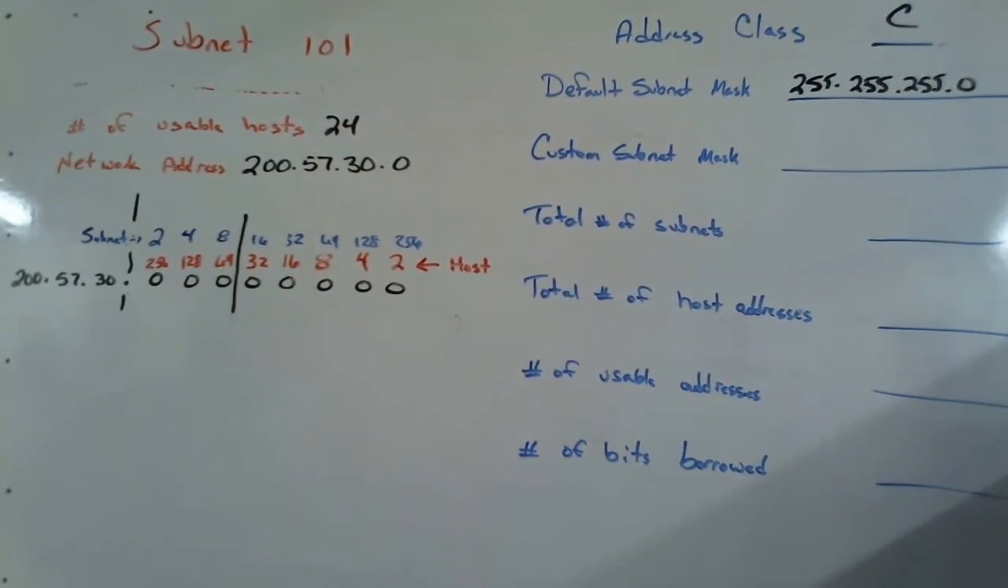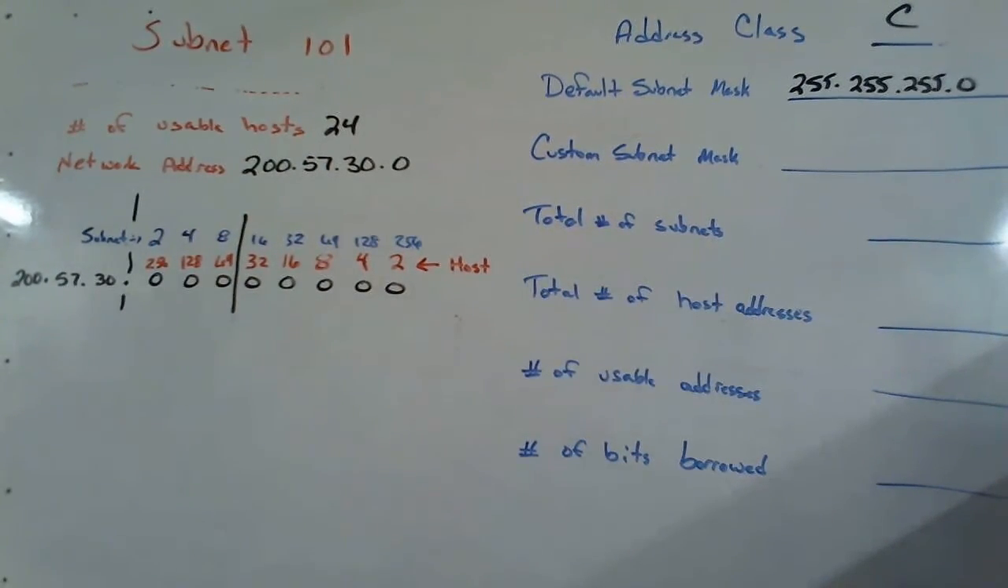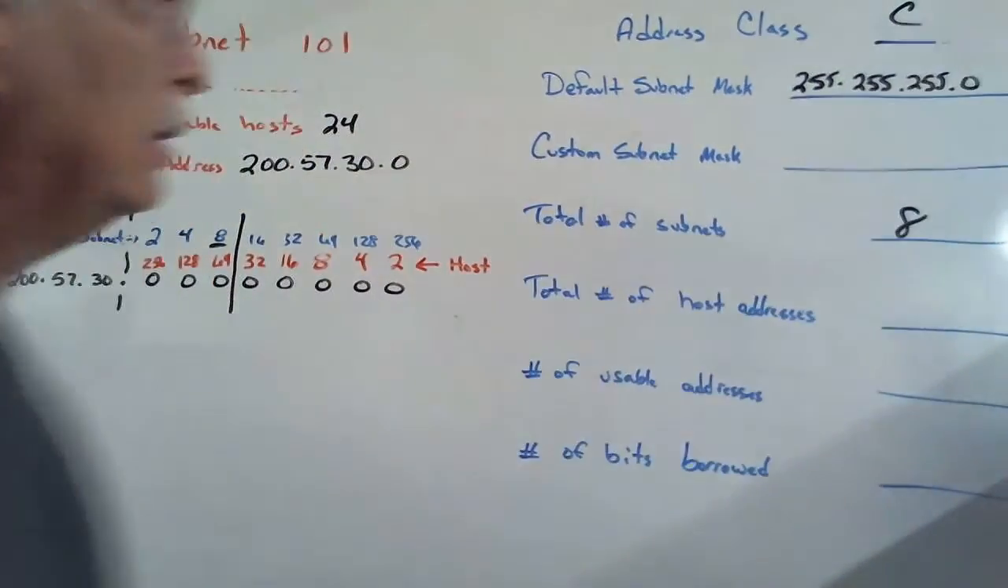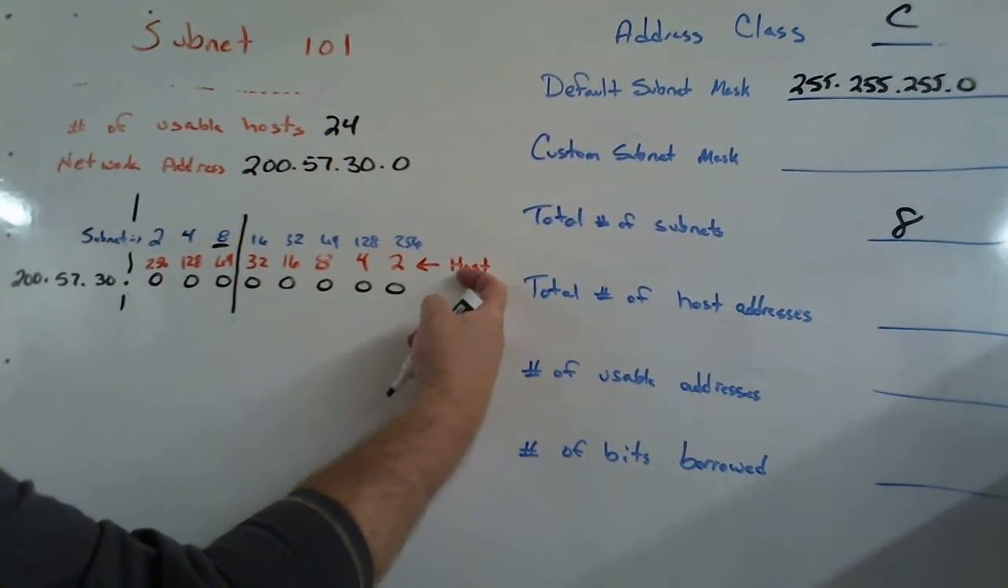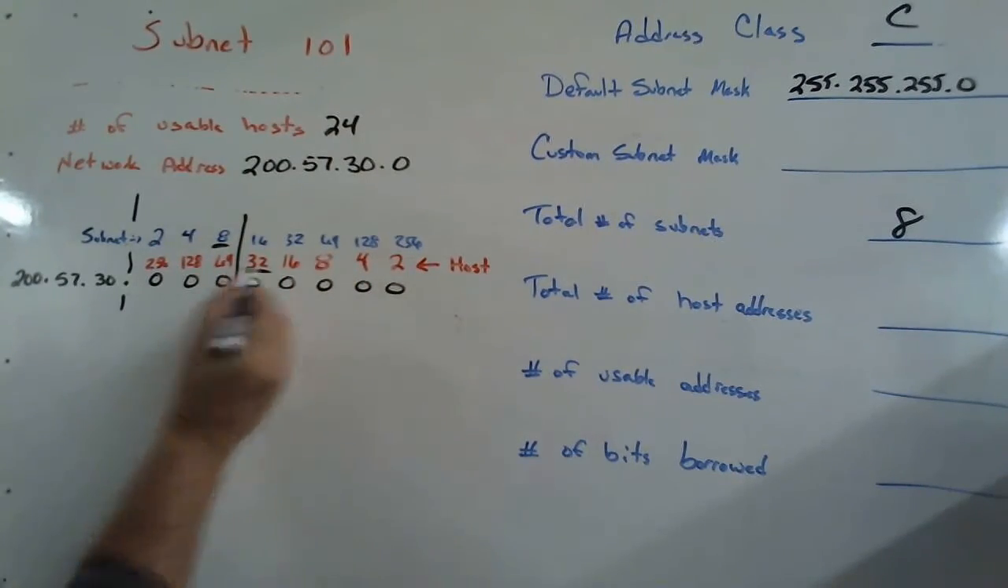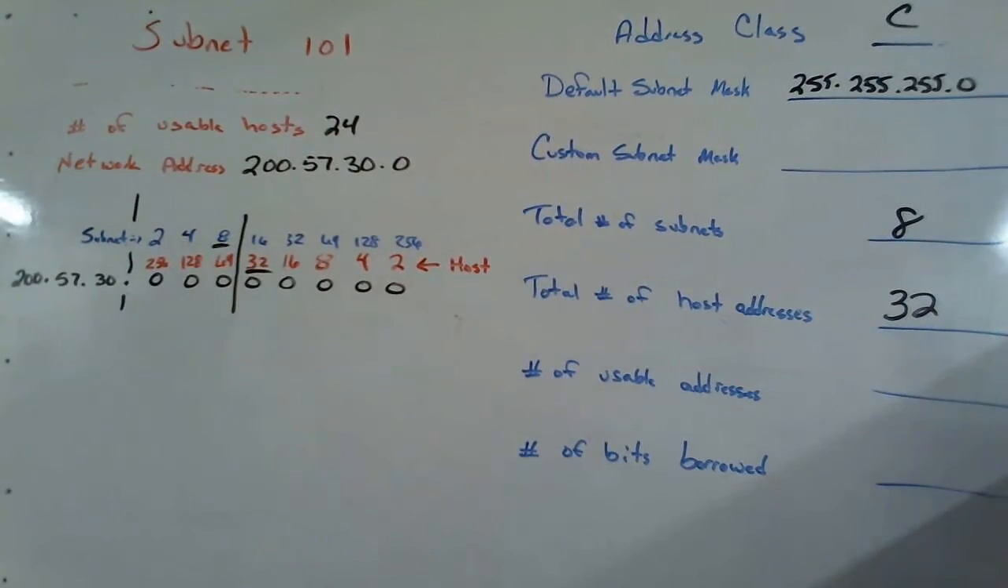That being said, now we have to look at some of these questions that we can answer at this point. The very first one is, what is the total number of subnets we now have? If we look at subnets, the number before the line is 8. So we have 8 subnets in this particular setup. The next question is, what is the total number of host addresses? Again, starting on the host side, the number before the line is 32. So we have 32 possible host addresses.